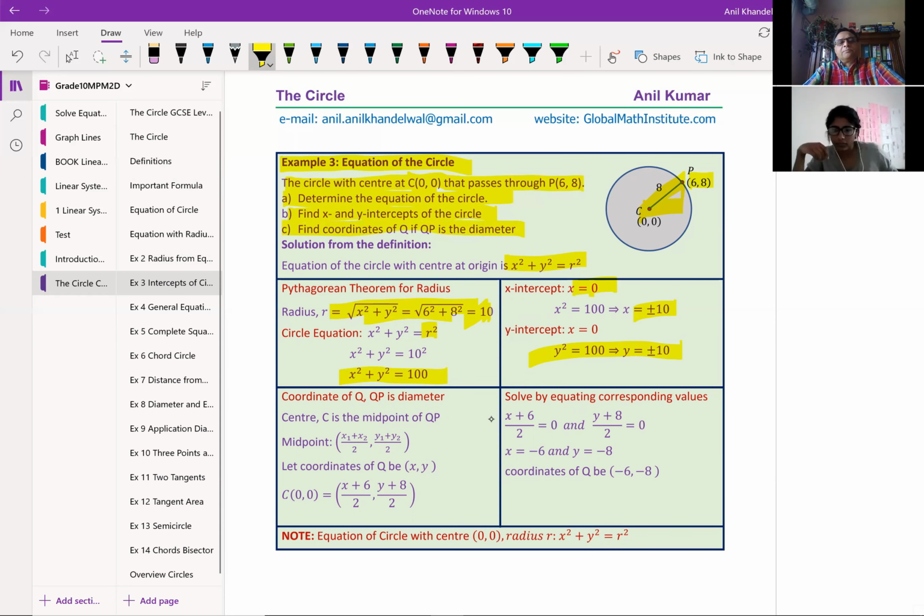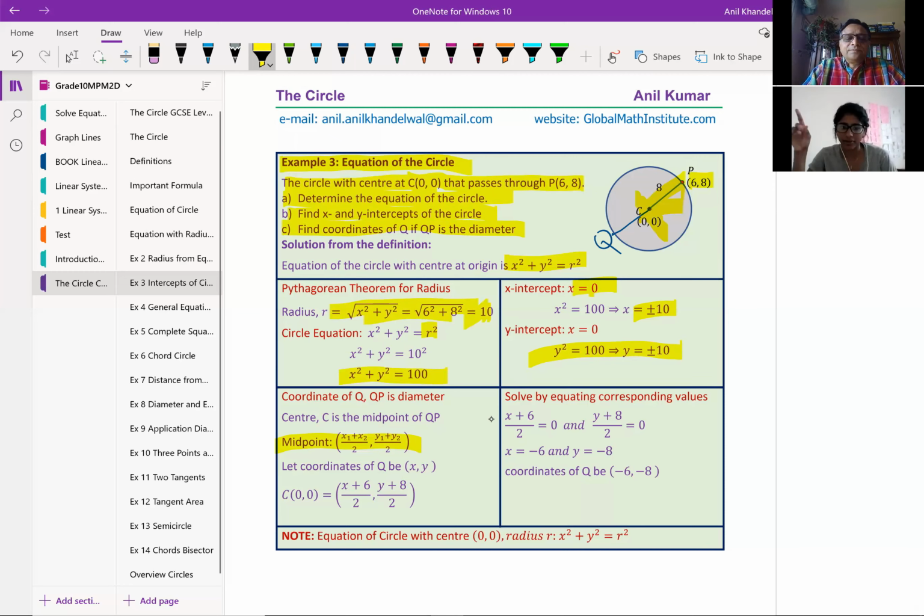Can you answer this question? Find the coordinates of Q if QP is the diameter. So we will extend this and we have a point Q. How will you find Q from this situation? Tell me, please. Since I remember last time we were talking about the midpoint formula. Yeah, so since between P and Q, as it's the diameter, the center is the midpoint. So we would use that at the beginning of the equation.